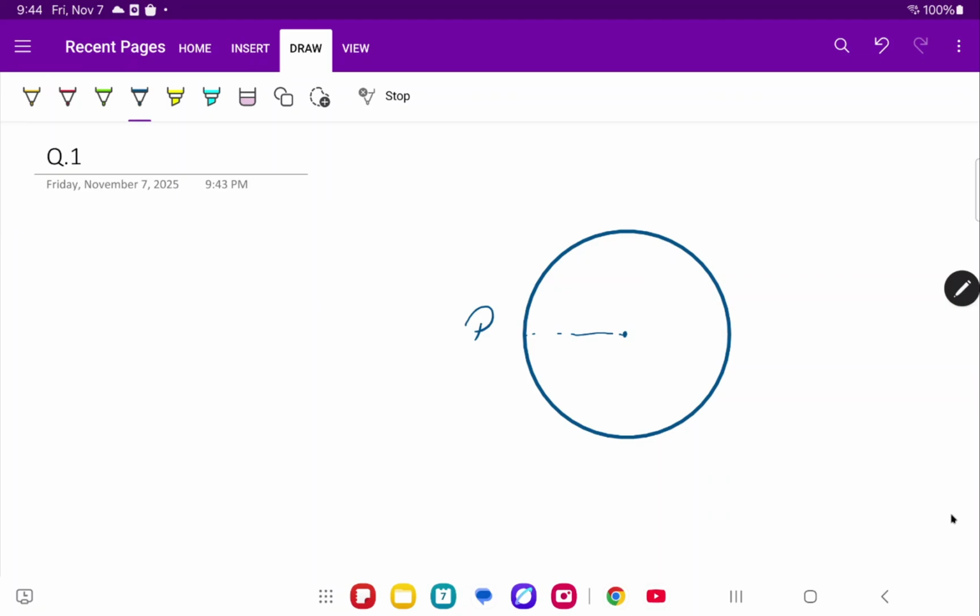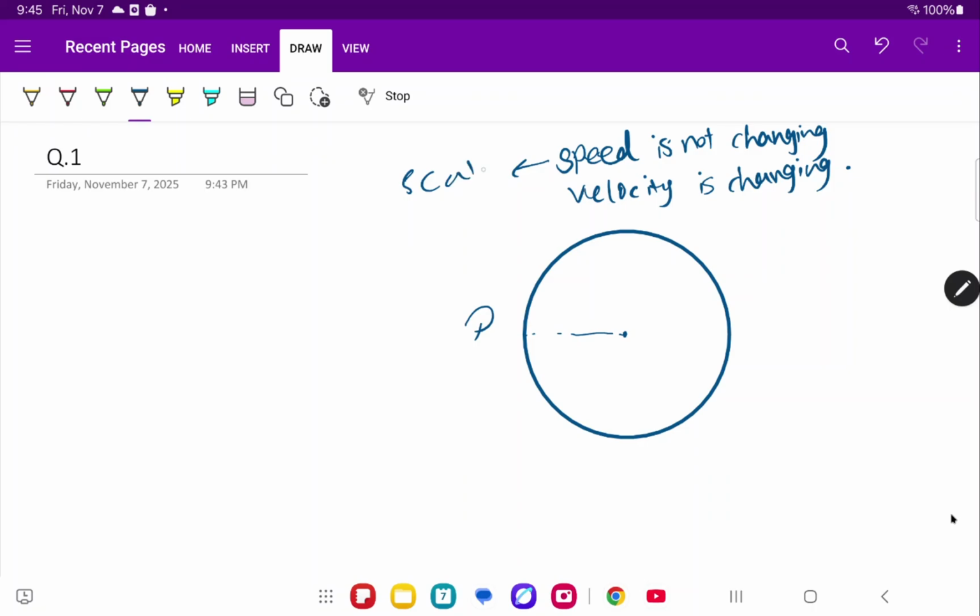We know that if we have a uniform circular motion, the speed is not changing, while velocity is changing. And the reason behind these facts is that the speed is a number, or a scalar, while velocity is a vector.